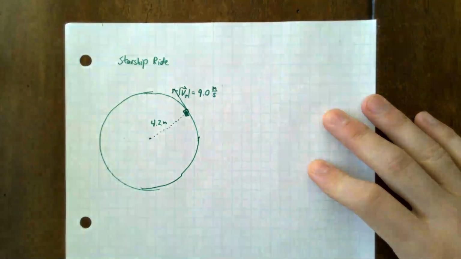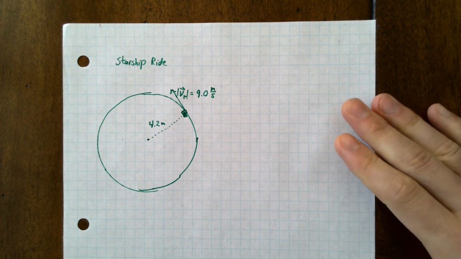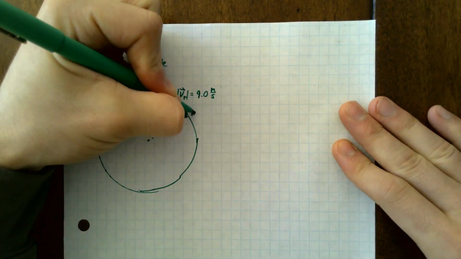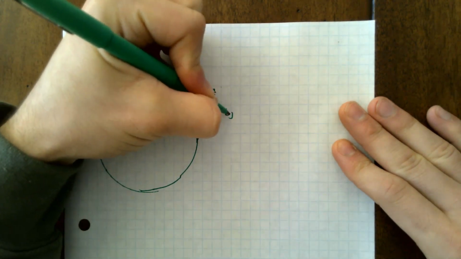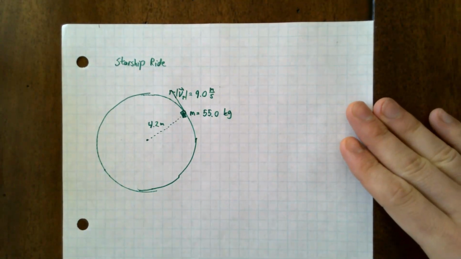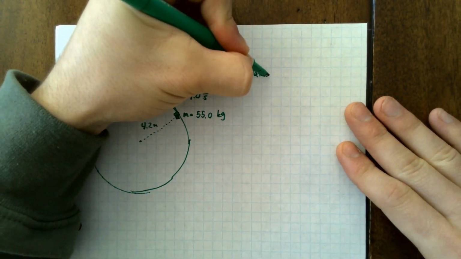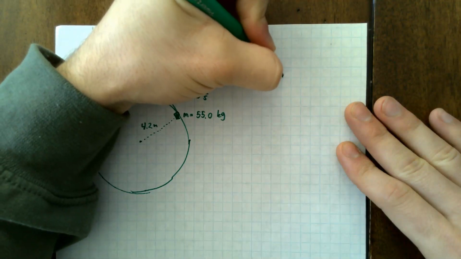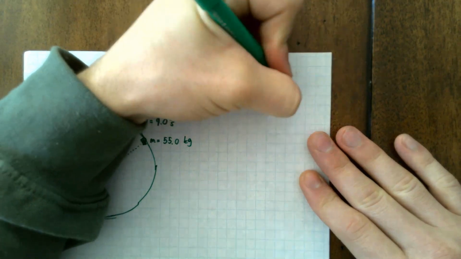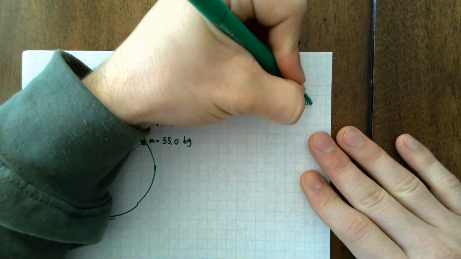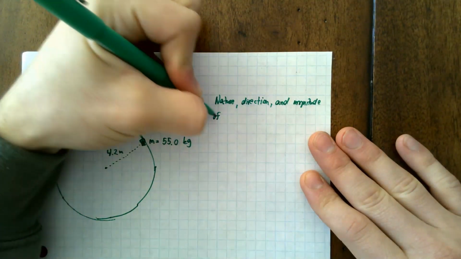That's how fast the walls are spinning, and therefore, because you're up against the wall, that's how fast you are spinning. And we also know your mass. The mass of this person that's plastered up against the wall is 55.0 kilograms. Our question is, what is the nature, direction, and magnitude of the centripetal force?